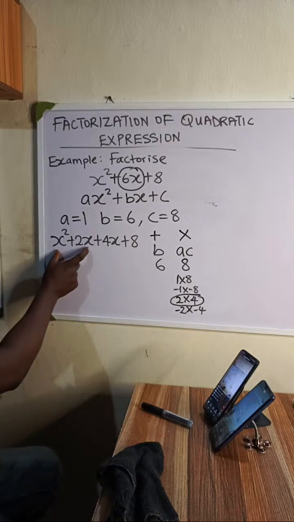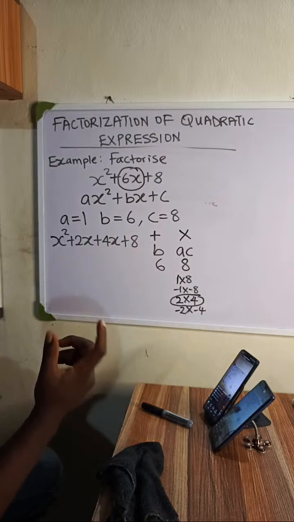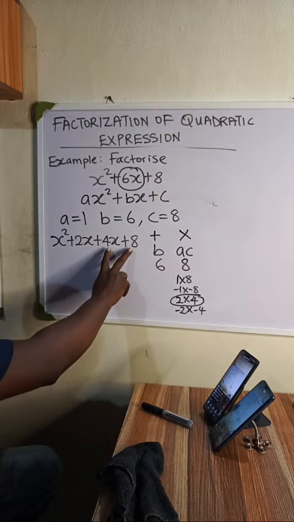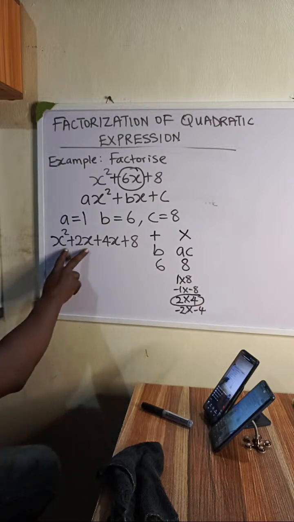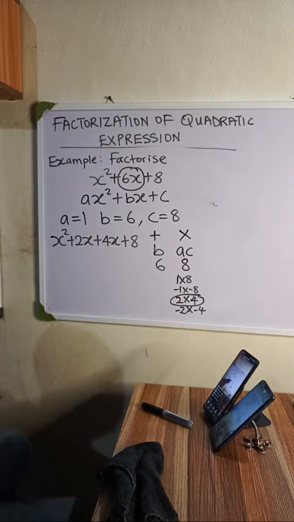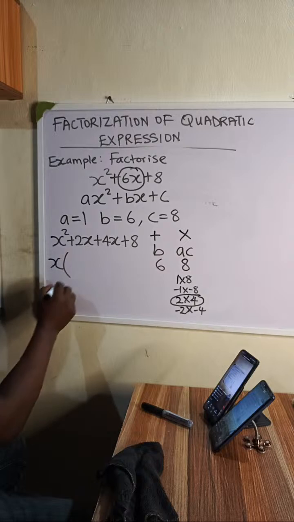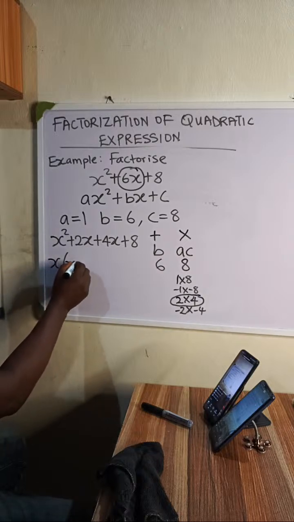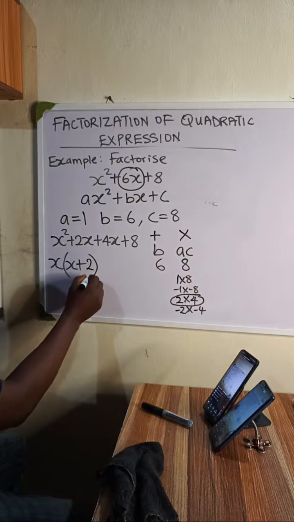So we're going to factorize these two together, and factorize these two together. If you look carefully, you're going to see that between these two, we have something in common. Between these two, we also have something in common. So let's look at these two, x squared and plus 2x. X is common. X squared divided by x will give us x, plus 2x divided by x will give us 2.